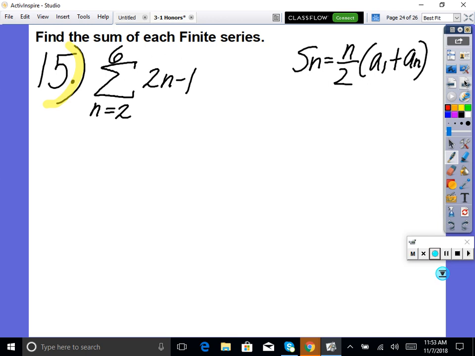Now this one, when we write our own, we always start with the first term. But this one's saying start with the second term and add up to the 6th term. It's like skipping the first term, which is fine. So we're adding up the 2nd through 6th term. How many terms is that?